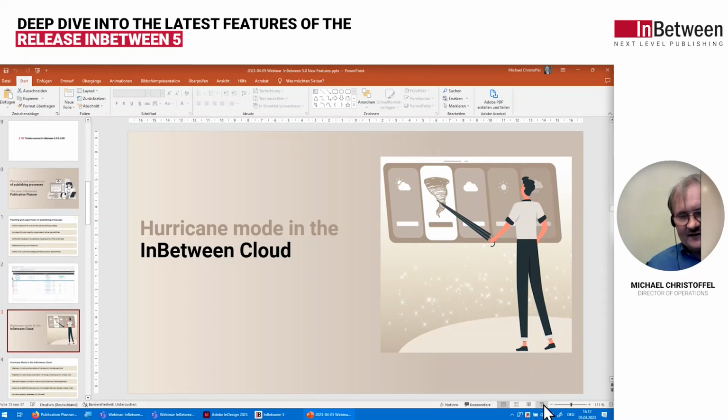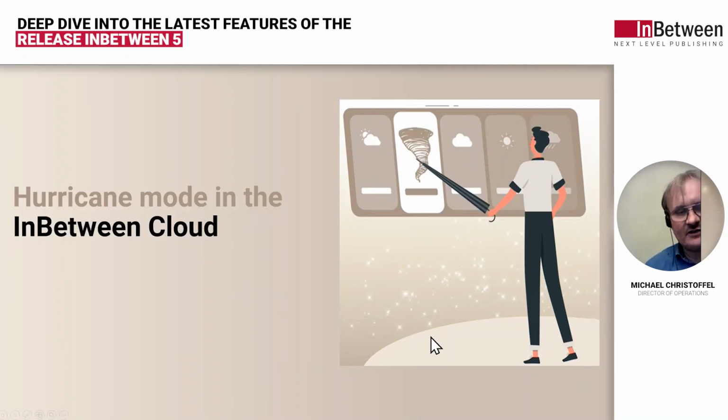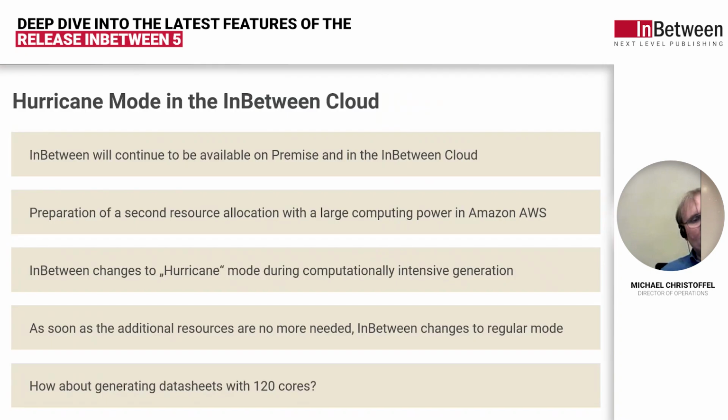The second main emphasis was InBetween Cloud. So it's possible to host InBetween applications in the cloud service. It's very fast. We have very good experience with this InBetween Cloud. But now we are going to have something more fancy. Hurricane mode means that you can create a second resource allocation together with our hosting partner, Amazon Web Services. And this is Hurricane mode.